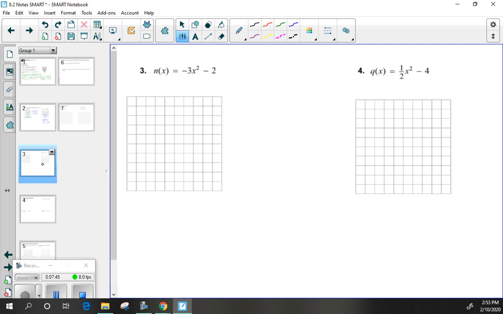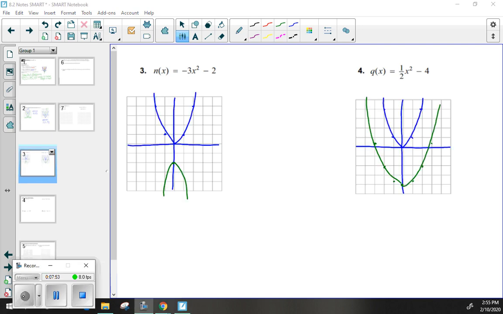I'm going to go ahead and pause this right here. You guys go ahead and pause this, do these graphs, and come back and check your answers. So if you've done these correctly, again, my parent functions are in blue.